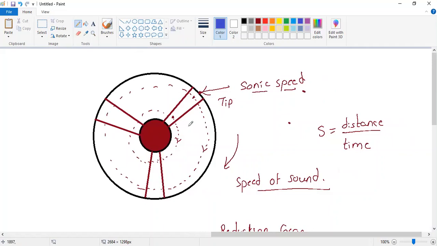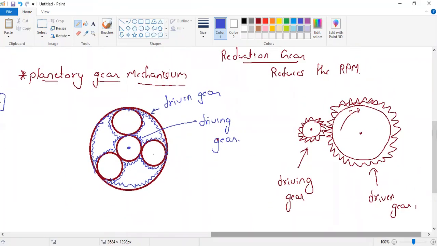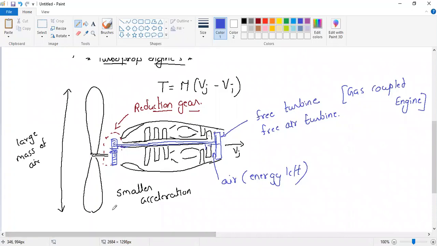the speed of the propeller cannot be more than a certain value, because it can reach the speed of sound at the tip, which we don't want. We understood the reduction gear mechanism. We understood the gas coupled engine. So we have understood both types of engine, beta, where there is a gear coupled and where there is a gas coupled. Some of the modern aircraft, yeah, beta.